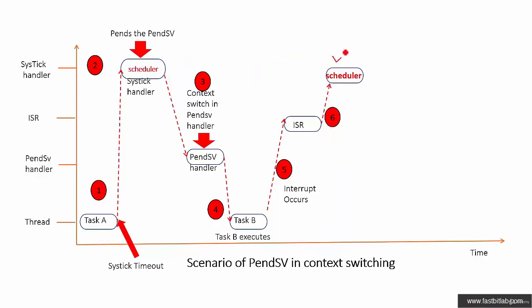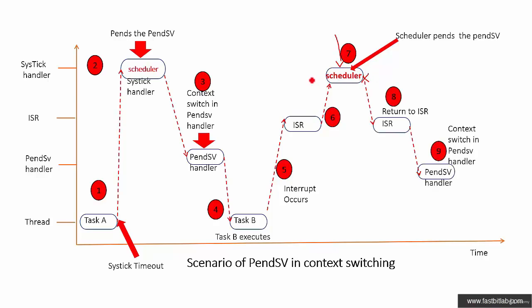When the scheduler runs here, it again just pends the PendSV and exits. When this scheduler exits, this ISR continues here. When the ISR finishes, it exits here. And when this ISR is finished, the PendSV handler will be invoked and it will carry out the context switch.